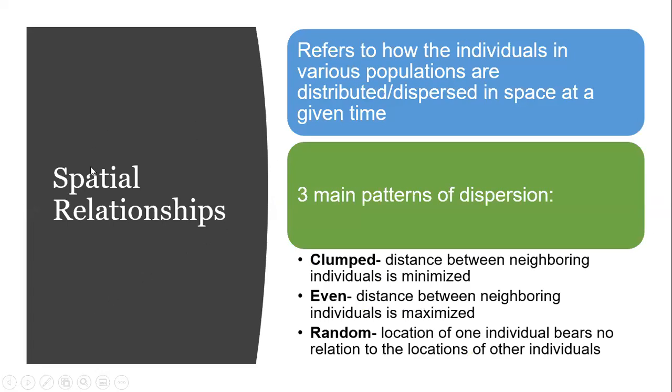So things can be arranged in different ways in 3 main patterns of dispersion. This dispersion refers to how organisms within a population orient themselves within their groups. They can either be clumped, so this could be they're clumped around a source of nutrients. It could be even, which is what is recommended during this time, that we keep a 6-foot distance from each other, or random in that their location is just not related to anything.